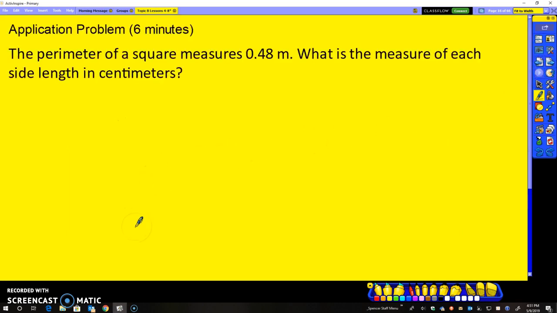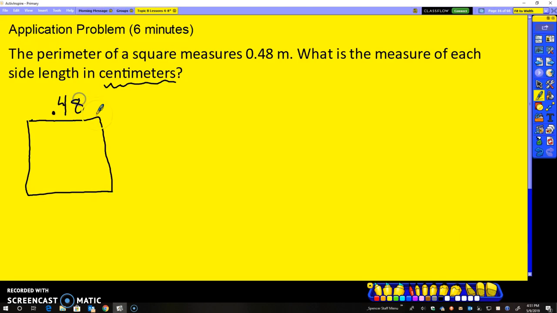Alright, our application problem today is the perimeter of a square measures 0.48 meters or 48 hundredths meters. What is the measure of each side length in centimeters? Our final answer needs to be in centimeters. I'm going to draw myself just a little square as a model here. So I know that my sides are 0.48 and 0.48 meters.